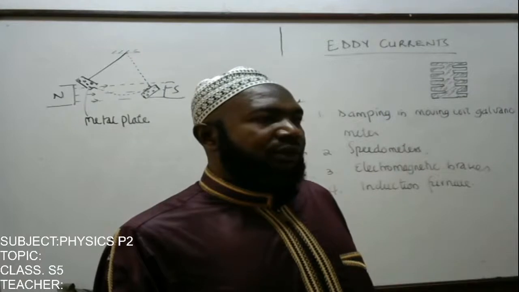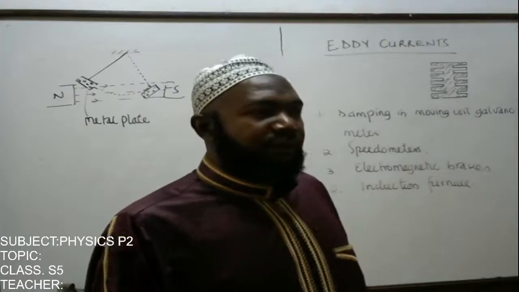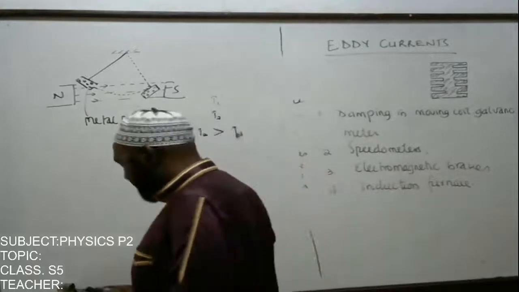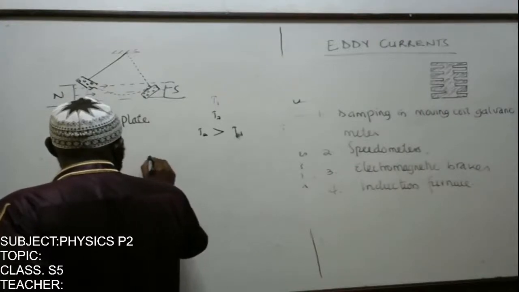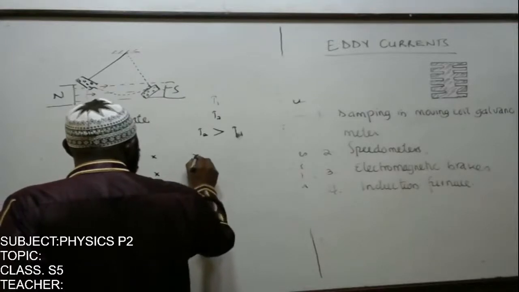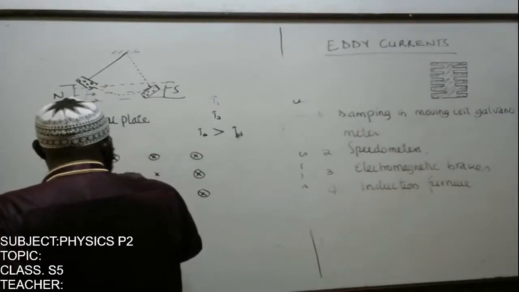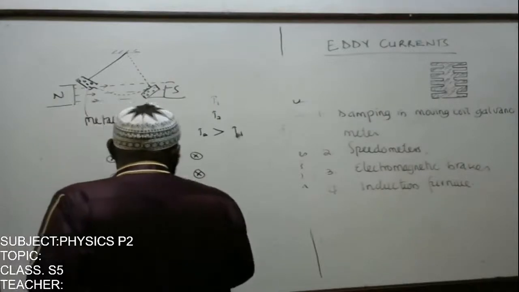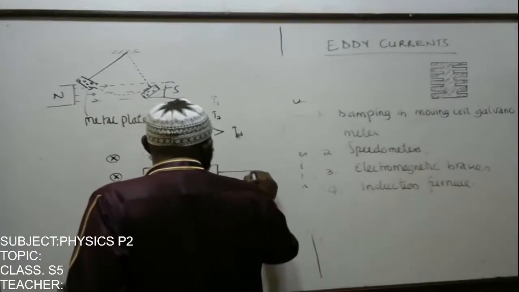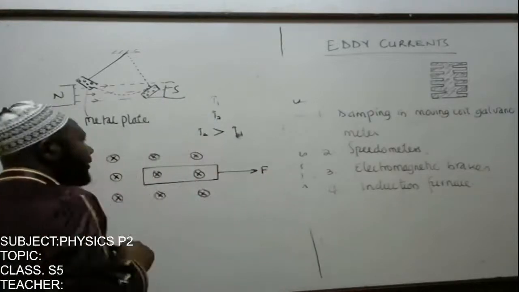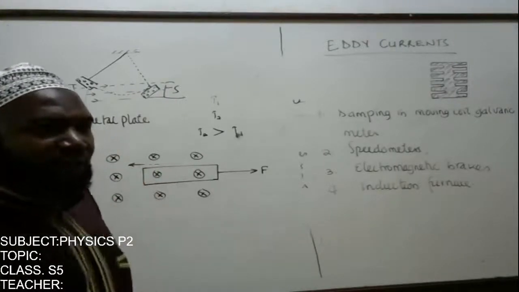Now, let's go to the first part of the question. Why does a metal plate experience resistance to motion when pulled through a magnetic field? In other words, if this is the magnetic field, and here we happen to have a metal plate being pulled out of the field, we normally experience some resistance or some opposition. And that is what the question will say.